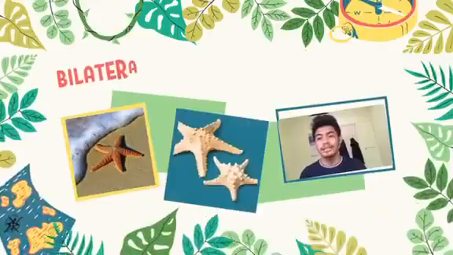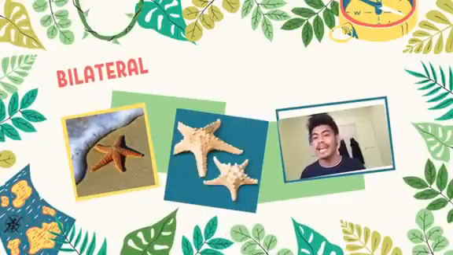On the other hand, radial symmetry is formed around an axis. For example, a starfish.